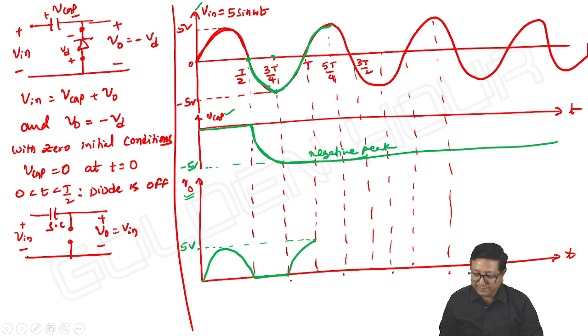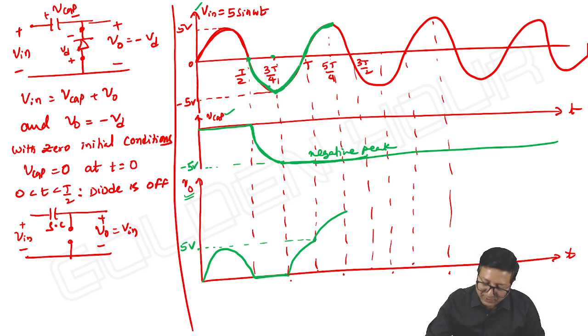So at t is equal to capital T, output is equal to input minus V capacitor. That is, input is 0, minus of minus 5, it is plus 5. Again from t to 5t by 4, input is rising further by 5, V capacitor is constant. So output at 5t by 4 is 5 minus of minus 5, it will go up to 10 volts.